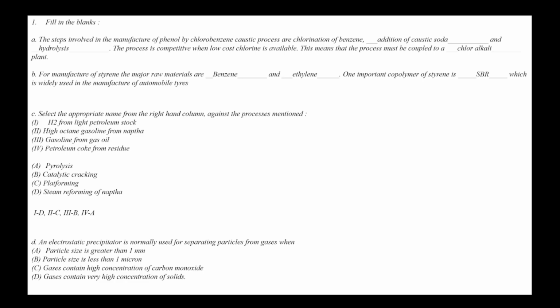Okay. An electrostatic precipitator is normally used for separating particles from the gases when the particle size is less than 1 micron. Okay, B part.